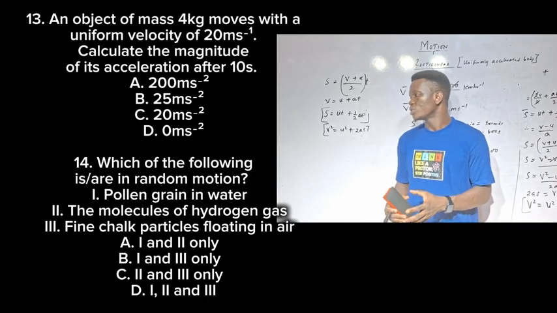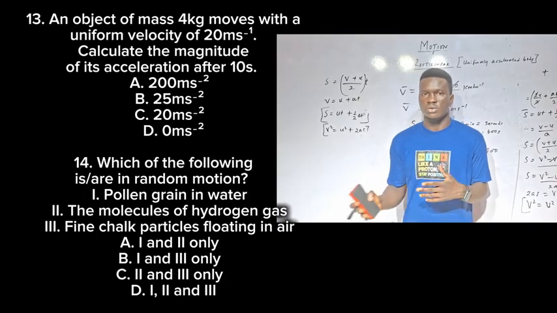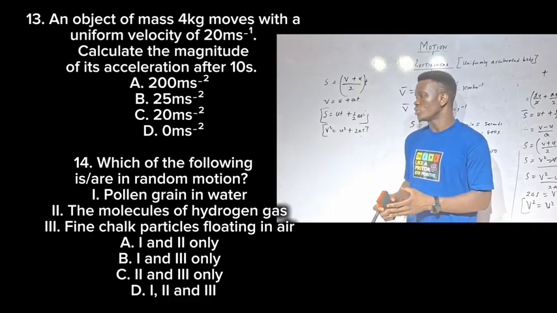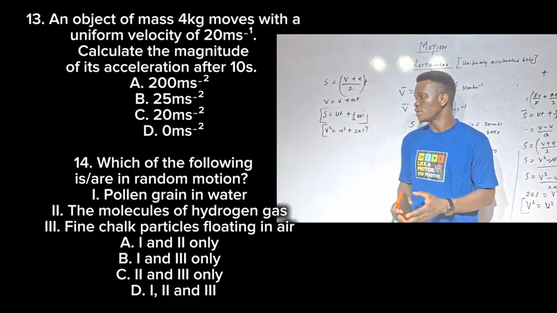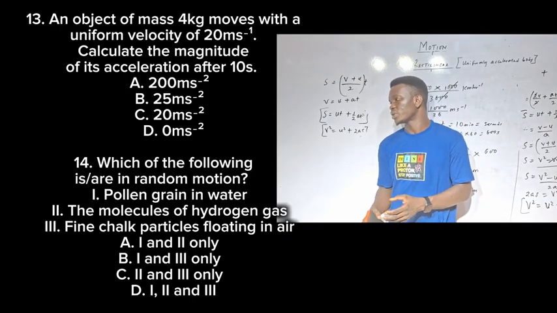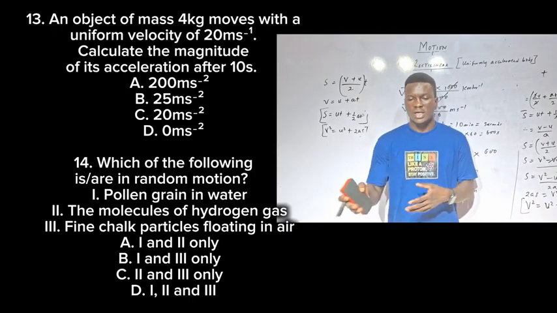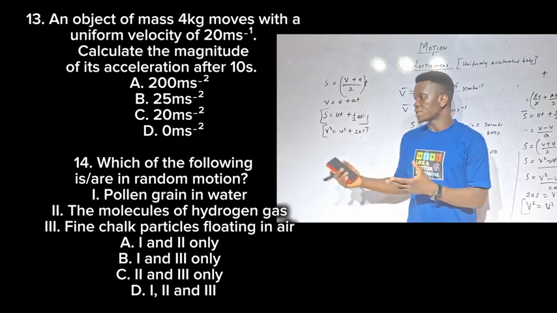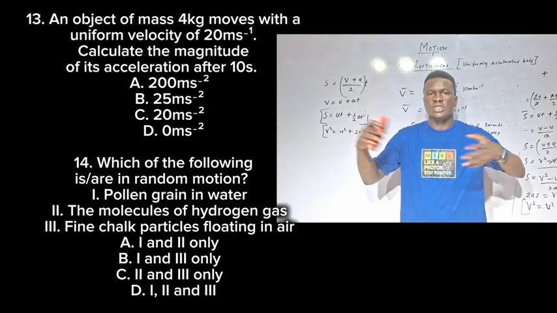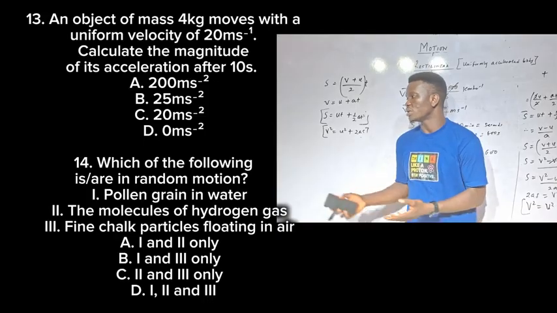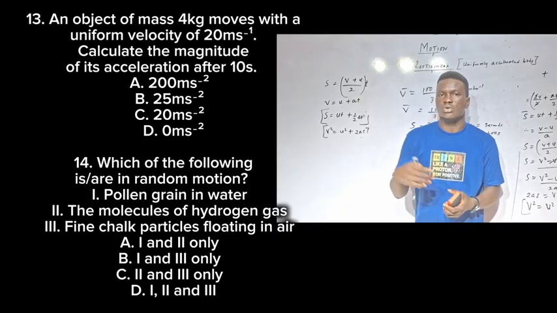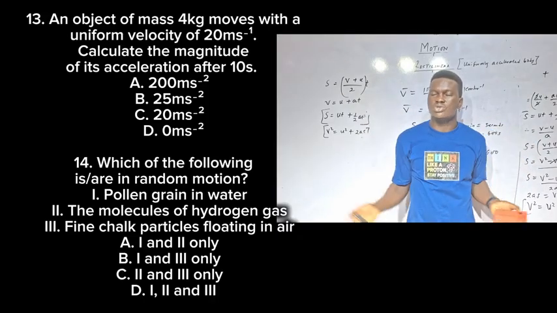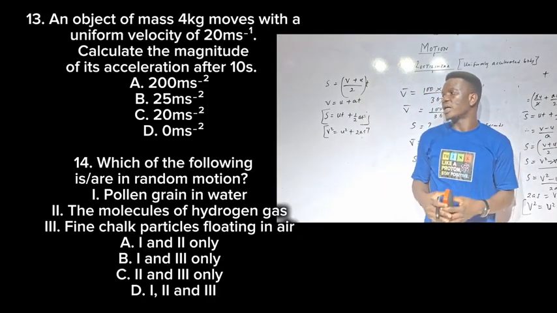Number 14. Which of the following is a random motion? Which of them represent random motion? 1. Pollen grain in water. 2. The molecules of hydrogen gas. 3. Fine chalk particles floating in water. All of them are random motion. Pollen grains in water, the water will be carrying them around in random pattern. And same thing with the second one. Hydrogen gases will keep moving at random. Then fine chalk particles in water too will be moving at random. So 1, 2, and 3 are random motion.